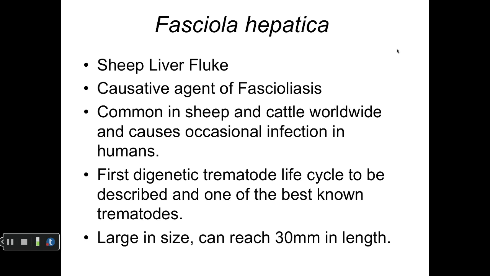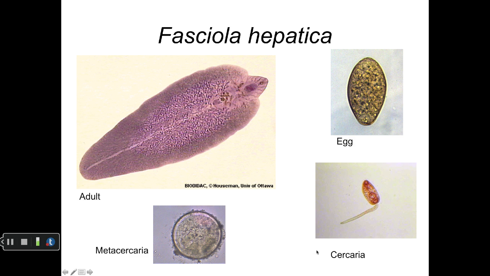Fasciola hepatica is known as the sheep liver fluke, and it causes the disease known as fascioliasis in humans. It also causes disease in sheep and cattle and other grazing mammals worldwide, and has a big impact on the sheep and cattle industry because of economic losses due to infection. As I said, the size is quite large, and it can reach up to 30 millimeters in length.